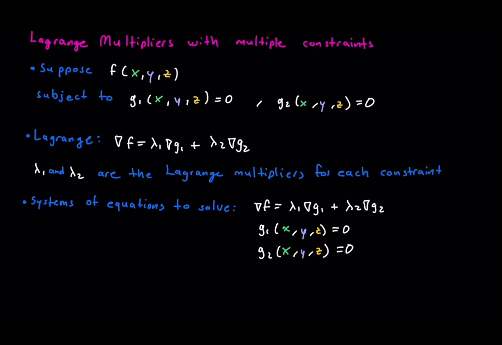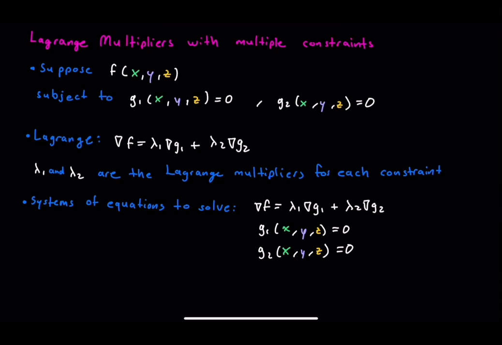Suppose we want to optimize a function f of x, y, and z, subject to two constraints, g1 of x, y, and z equals 0, and g2 of x, y, and z equals 0. Each constraint restricts where our point can move. Two constraints in 3 dimensions mean the solution must lie on the curve where both surfaces intersect.